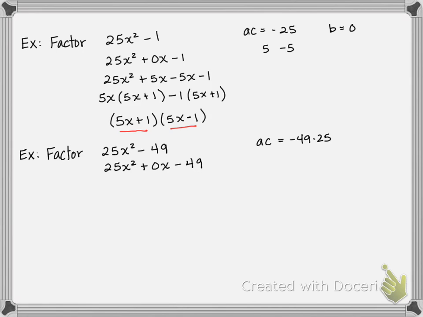And the reason I don't really care is that I'm going to use prime factorization to get my pair. So I know that 49 is 7 times 7, and I know that 25 is 5 times 5. So if I want two numbers that are the same, that give me 2 factors of 7 and 2 factors of 5, what do those two numbers have to be?